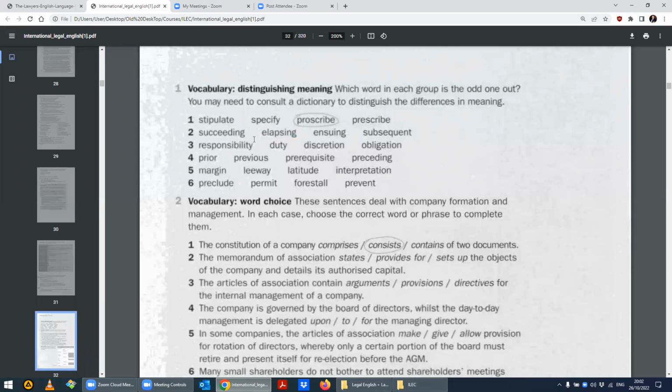Right, here's an easier one, number 3. Responsibility, duty, discretion, obligation. Now we're talking about directors, right? They've got responsibilities, duties, discretion, and obligation. Which is the odd one out? There's a subtle difference between one of them and the other 3.